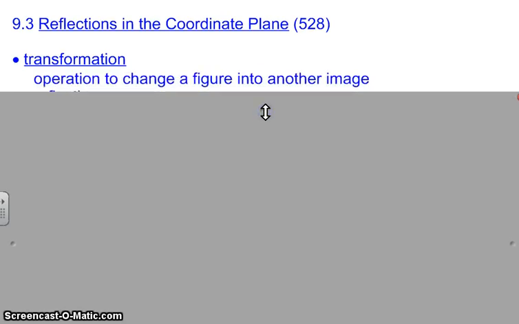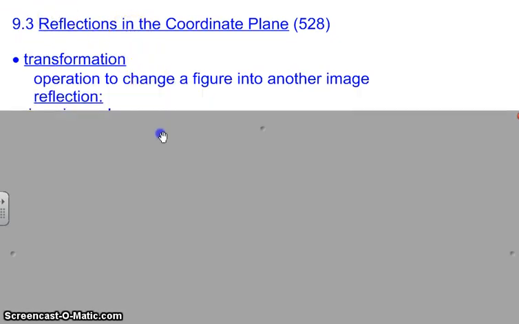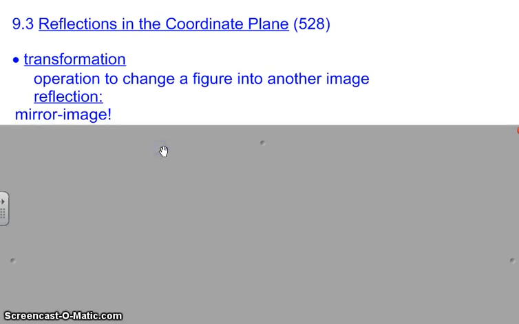Transforming simply means to take some figure and change it into the image of itself somehow. There are many transformations. Today we're talking about reflections. That is a type of transformation. So when you think of the word reflection, where do you see reflections most commonly, Hannah? Mirror. A mirror. So a mirror image, right? A mirror image.